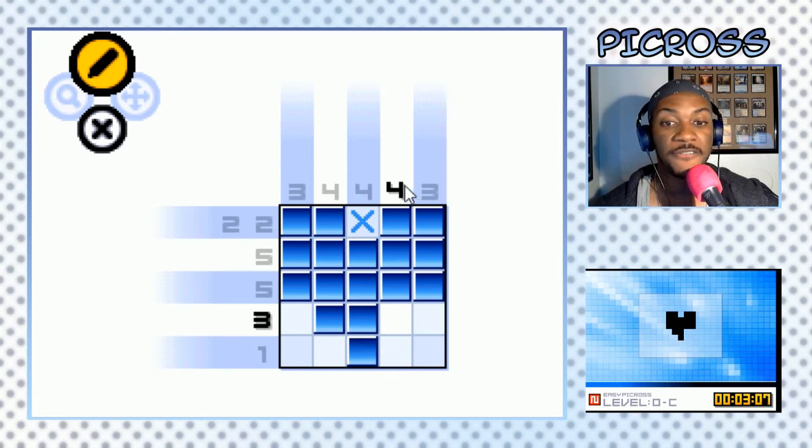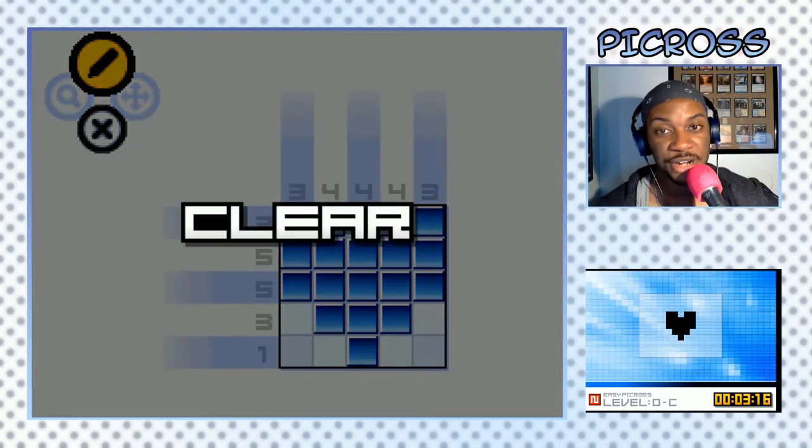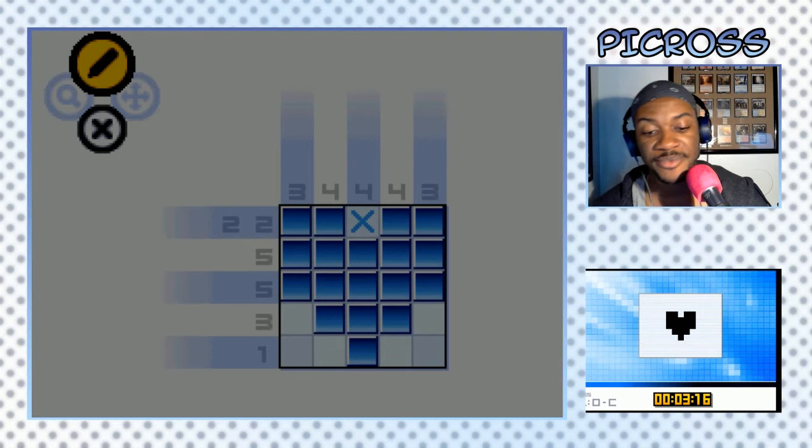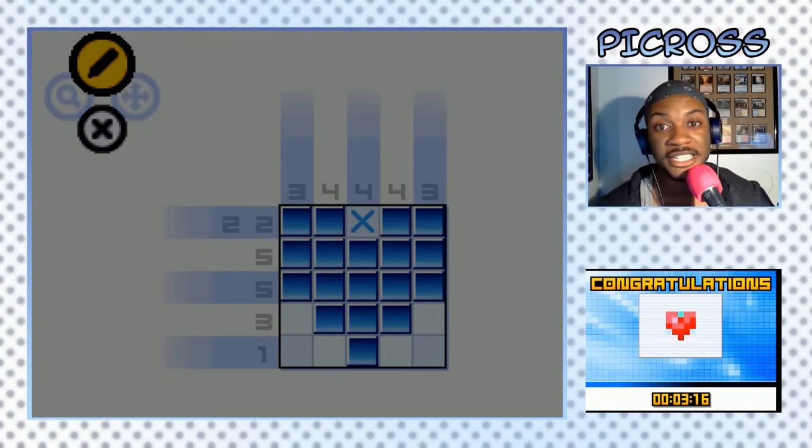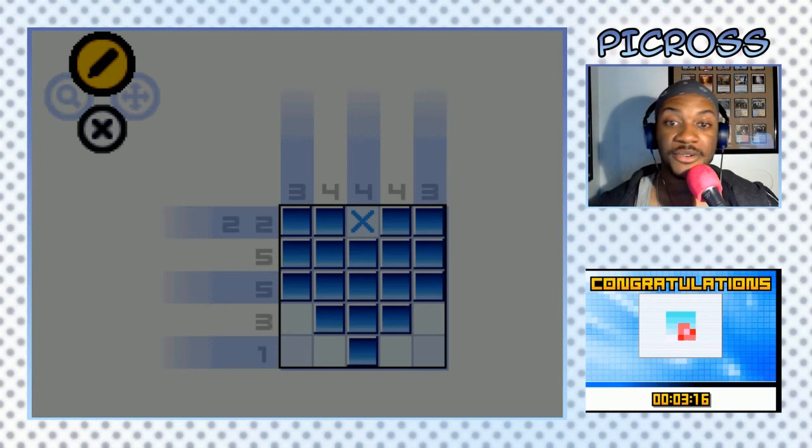And finally, we have our 4th column with a 4 in it. And it starts at the top as well. So let's count. 1, 2, 3, 4. Perfect. Solved the puzzle. And it's a heart. It's a heart that's flying away. Pretty cool.